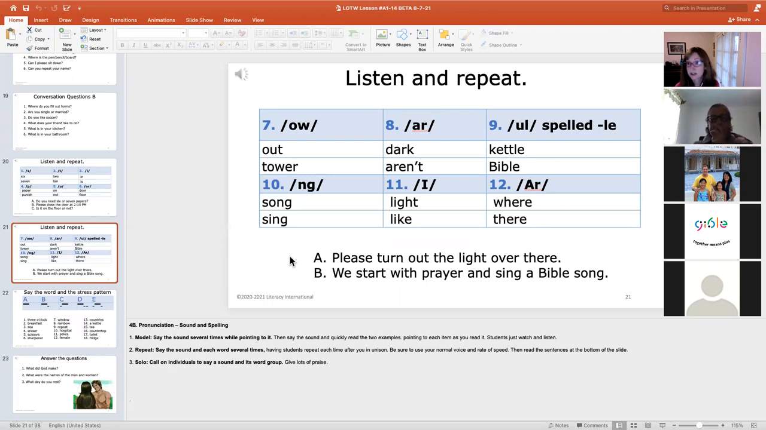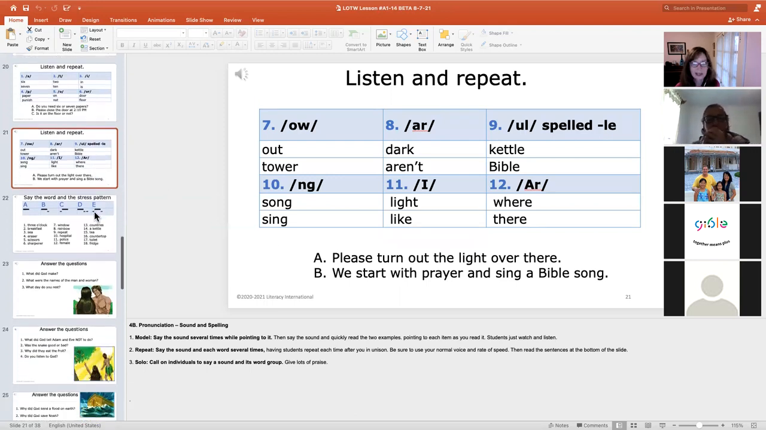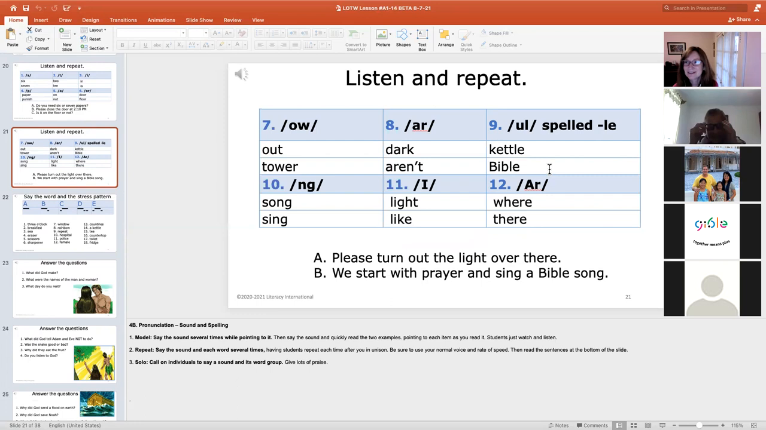For example, the O sound is spelled L-E at the end of a word in English. And many Portuguese or Spanish speakers will say "Bible" with the wrong ending sound instead of "Bible." And so you note that and make sure that that's something they get a lot of practice on.